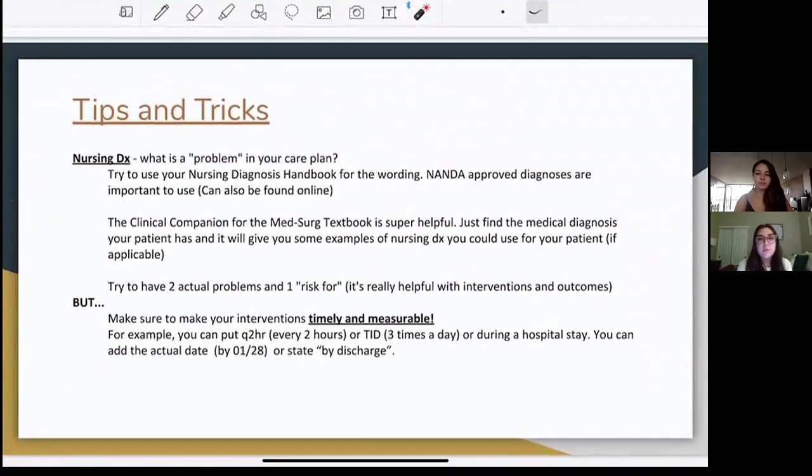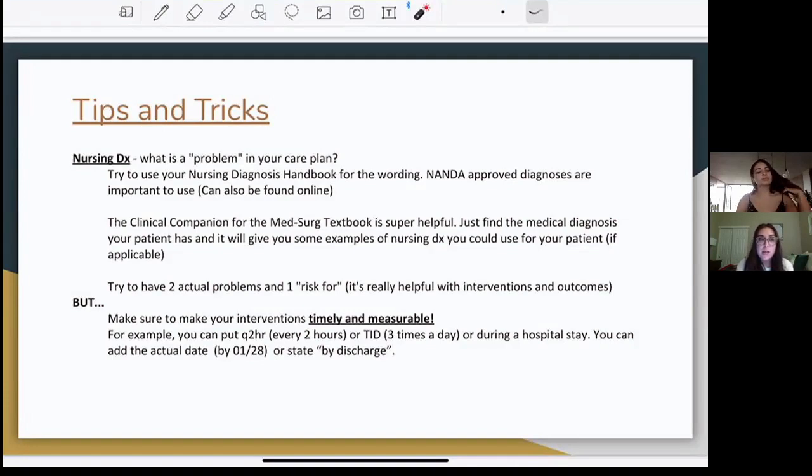So these are just some tips and tricks for filling out your nursing diagnoses. You always want to ask yourself, what is the problem in your care plan? What is a problem that your patient is having that is a goal for you to try to fix? So the NANDA book is really helpful. I also like using the clinical companion that goes along with your med-surg textbook.